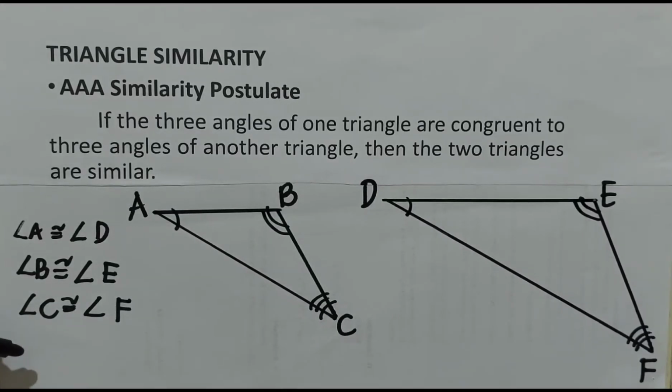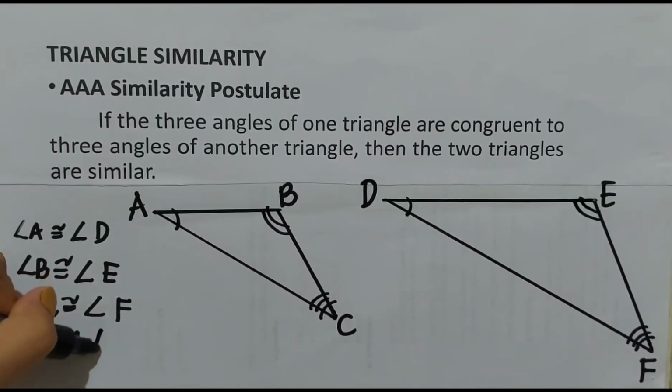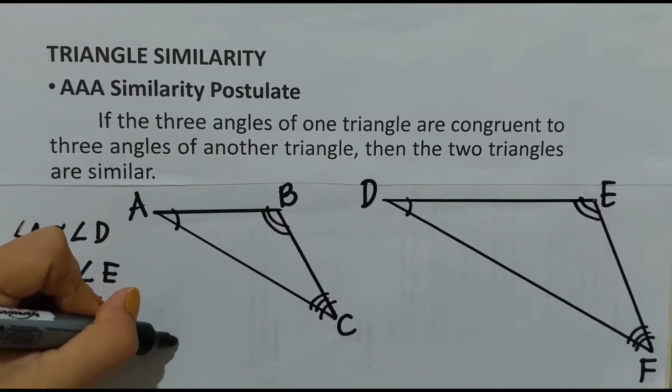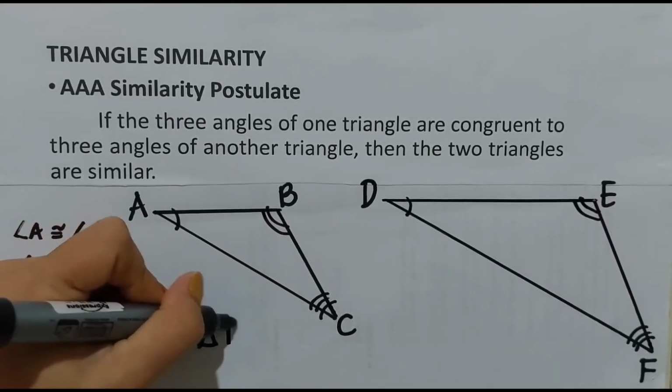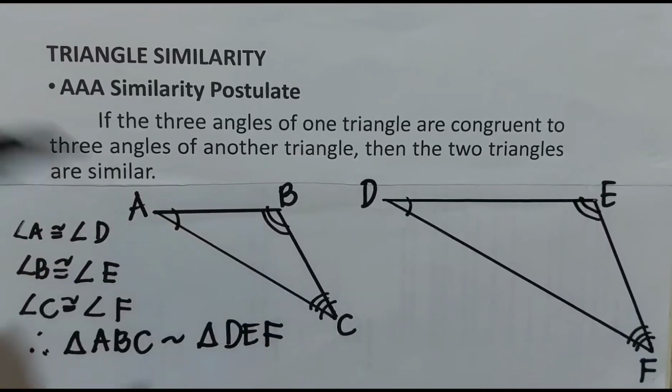So, therefore, we can say that triangle ABC is similar to triangle DEF by applying the angle similarity postulate. So if there are problems like this that you encounter, especially about similarity, you better label the parts so that you will be guided as to which parts are congruent and which parts are proportional, so that you will not be confused. So you label the parts that are congruent.